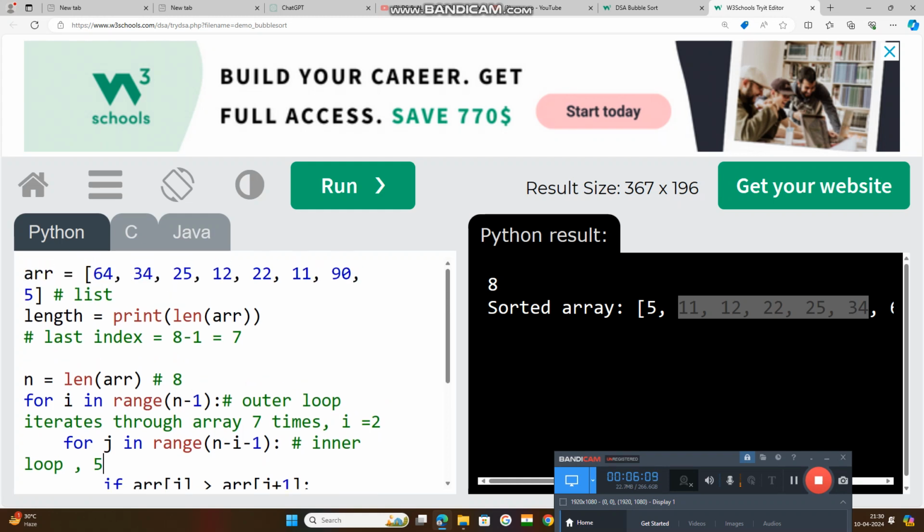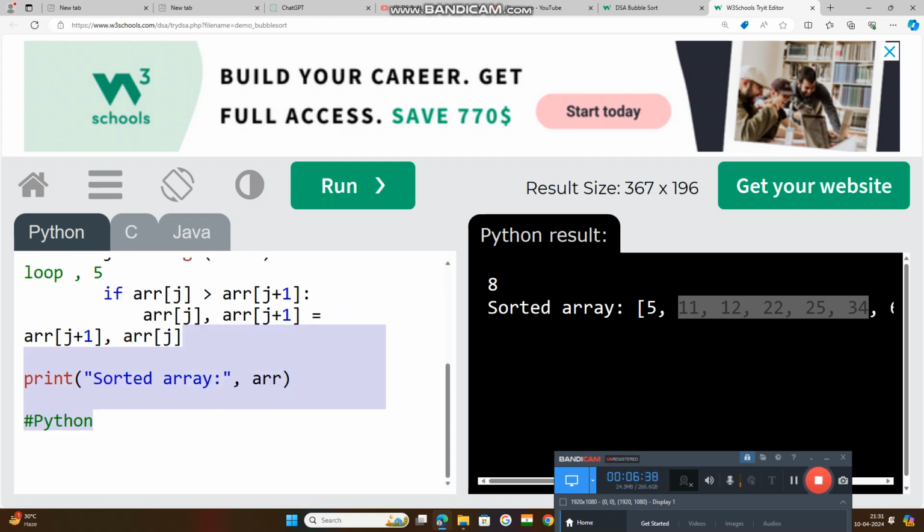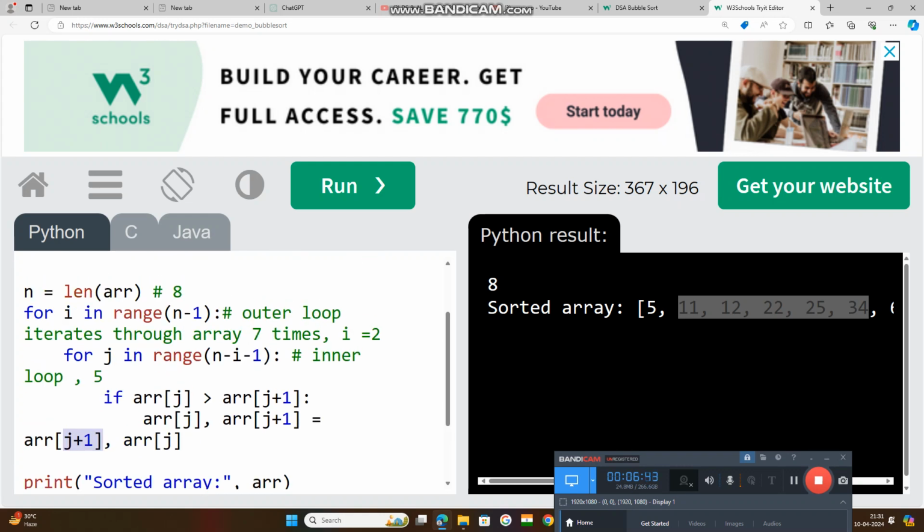Now your values will be compared. First rotation these two, and next rotation these two. Now at the third rotation of the outer loop, these two values will be compared. This 25 becomes j, and now it becomes j plus 1. From these two values, 25 is the bigger one. So j will be sent to here, and j plus 1, the small one, will be set to the left side.